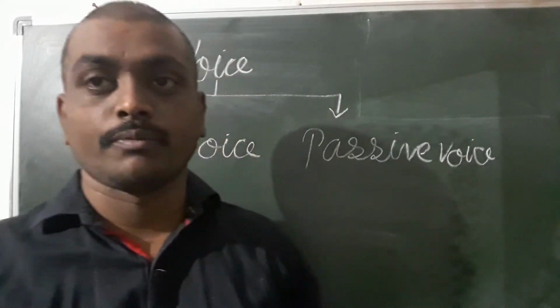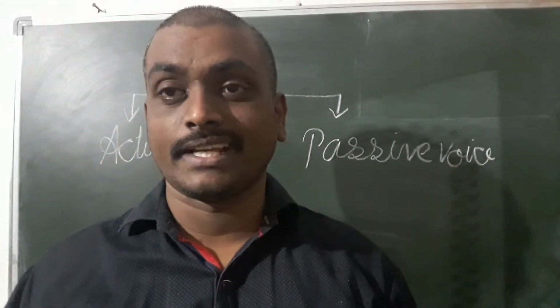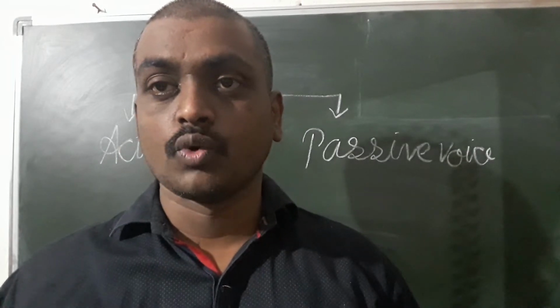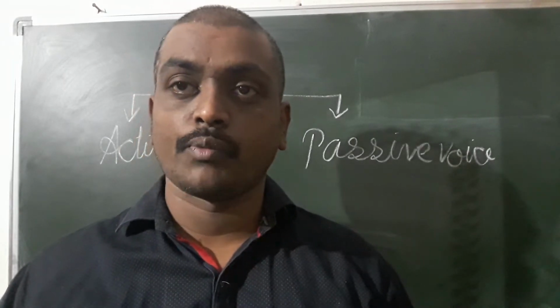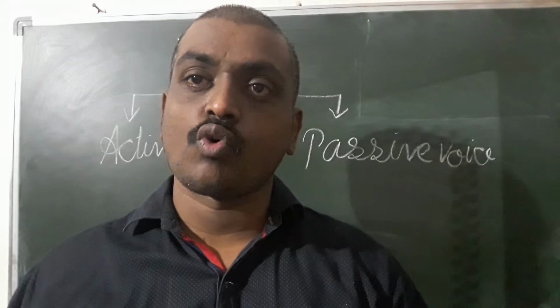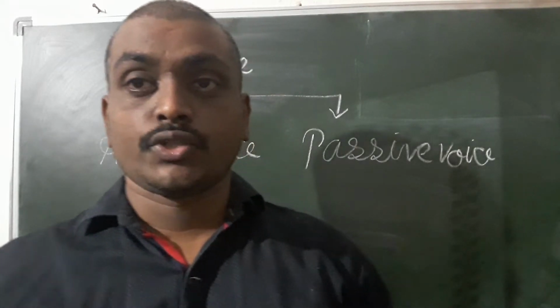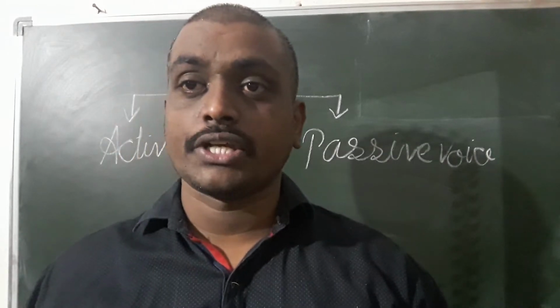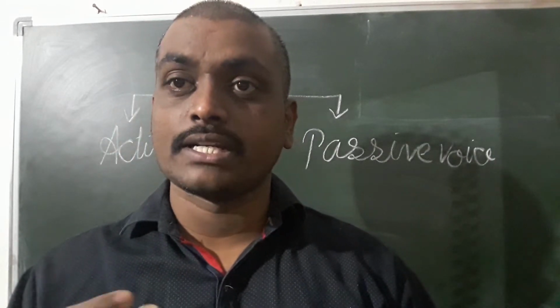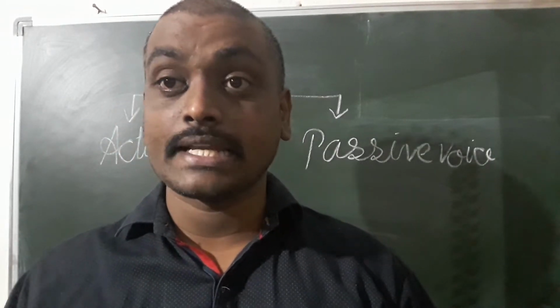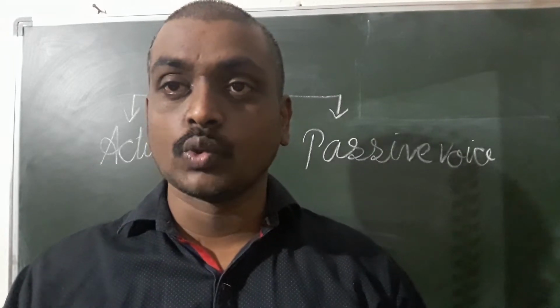After getting the information about voice and its kinds in English, now we are going to see how to transform or change active voice into passive voice. Okay, we are going to see it today. In English, the change of active into passive happens in 8 tenses. What are the 8 tenses, and what are the rules of that voice? Today we are going to see.